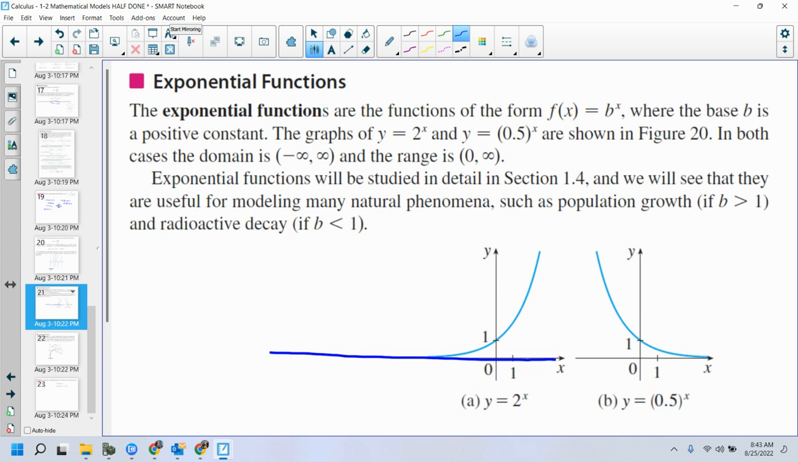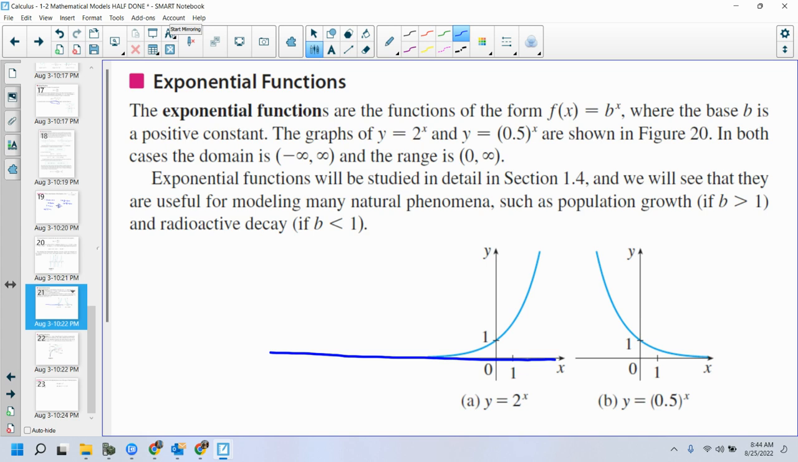Notice that the difference between 2 to the x and 0.5 to the x is one is increasing where the other one is decreasing. So 0.5 to the x, any number between 0 and 1, that will make it decrease. That's an exponential decay rather than an exponential growth. Exponential functions will be studied in section 1.4. We'll see their uses in population growth, radioactive decay, all that fun stuff.